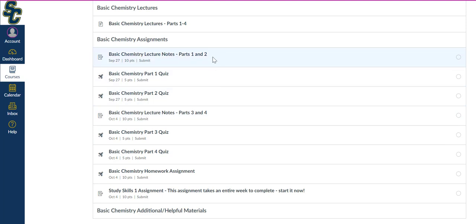What you really do have is these 3 items due the first week, and then you should start the homework assignment, and, at least for this one particularly, you have to start the study skills assignment at the beginning of the first week. And then just make sure that it's submitted by the end of the unit due date, which is October 4th. Same thing with the chemistry homework assignment.